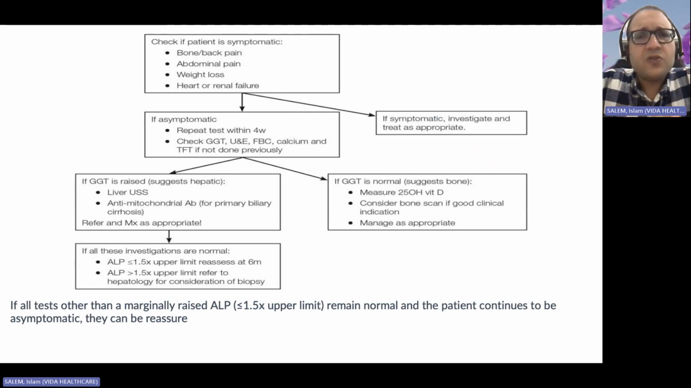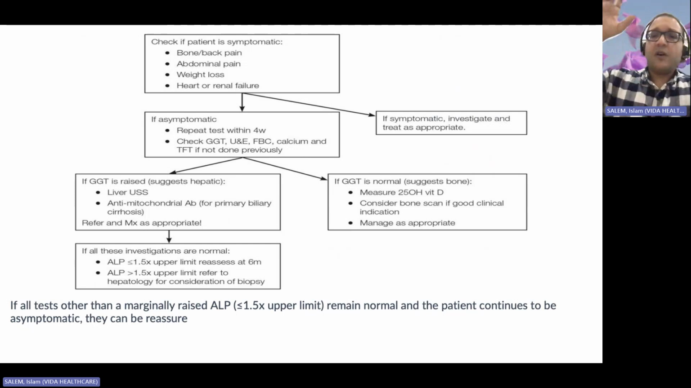So first, you need to see if the patient is symptomatic or not. Does the patient have bone pain or back pain? Either there's a bone pathology, there's multiple myeloma, or not. And then, does the patient have abdominal pain, any intestinal pathology, any problem in the liver that can present with this high alkaline phosphatase, because also some cancers in the gut can cause high alkaline phosphatase due to secondary metastasis in the liver. And then if the patient has weight loss or not, and then coming to renal failure, because of the clearance of the alkaline phosphatase coming from the kidneys, and then lastly, if the patient has symptoms of heart failure.